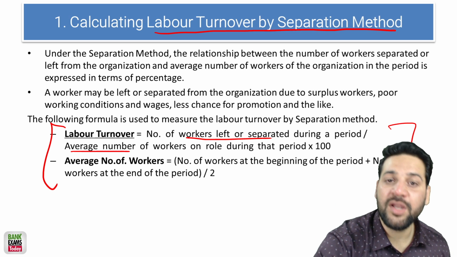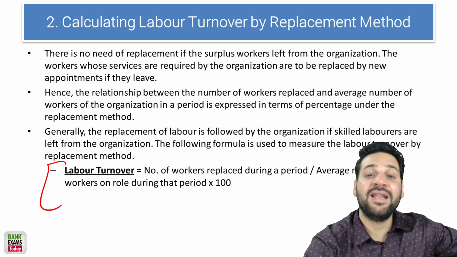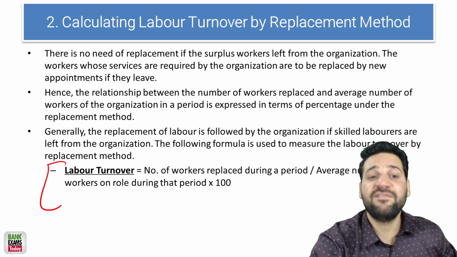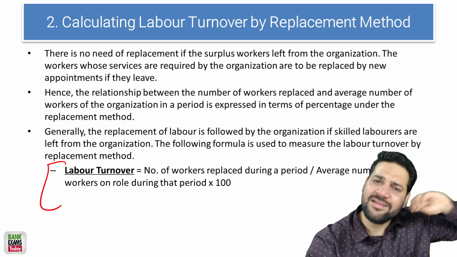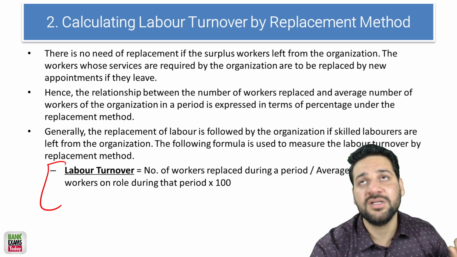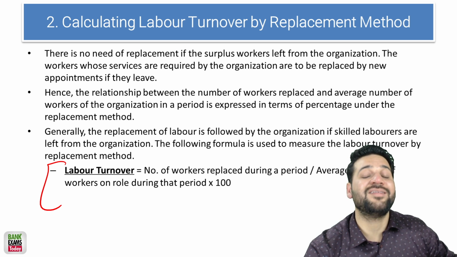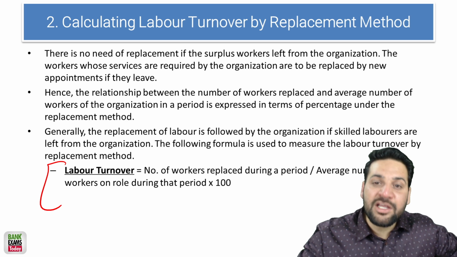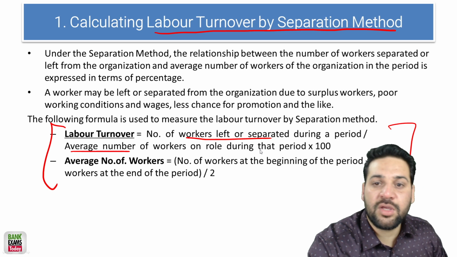So in the first one, we were focusing on the separation: how many workers left us? And in the second one, how many jobs were replaced. If there is a surplus worker who's not really required in the organization and he's leaving the job, and we fired that person, then it's not important to focus on that. What we are focusing on is how many people were actually replaced, because we needed a replacement for that. So there we are looking for separation.